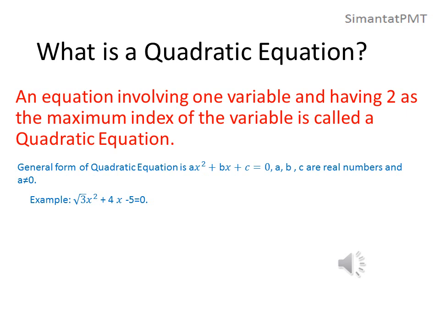What do we mean by this? See, if you observe the example that I have given, root 3x square plus 4x minus 5 equal to 0. Here, root 3, 4 and minus 5 are real numbers. And the important thing to note is that the coefficient of the x square term cannot be equal to 0.